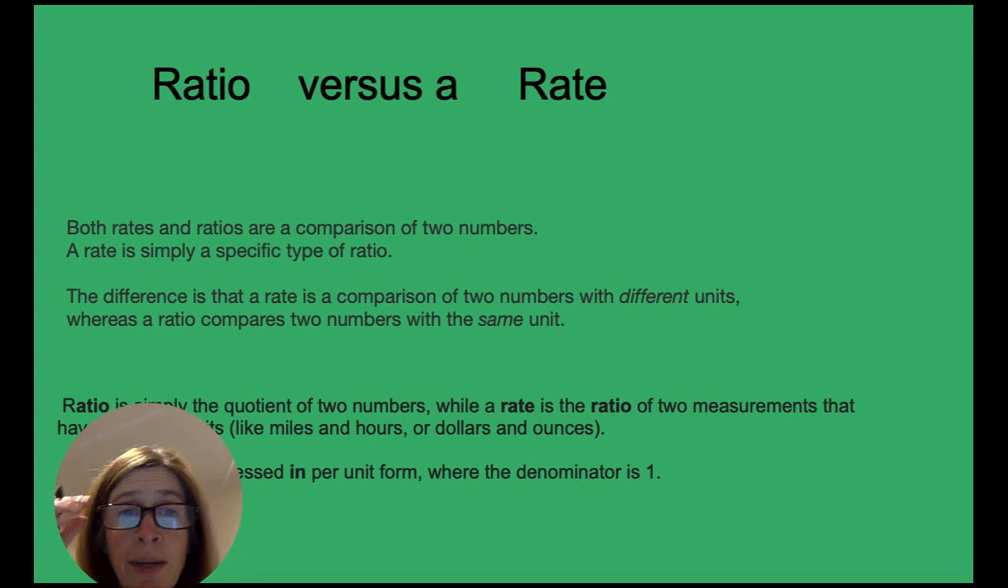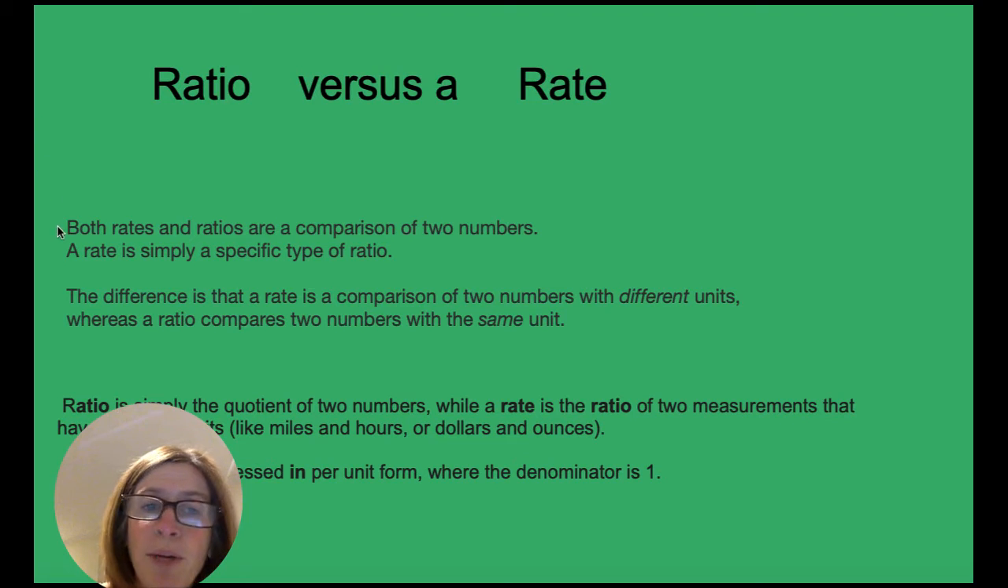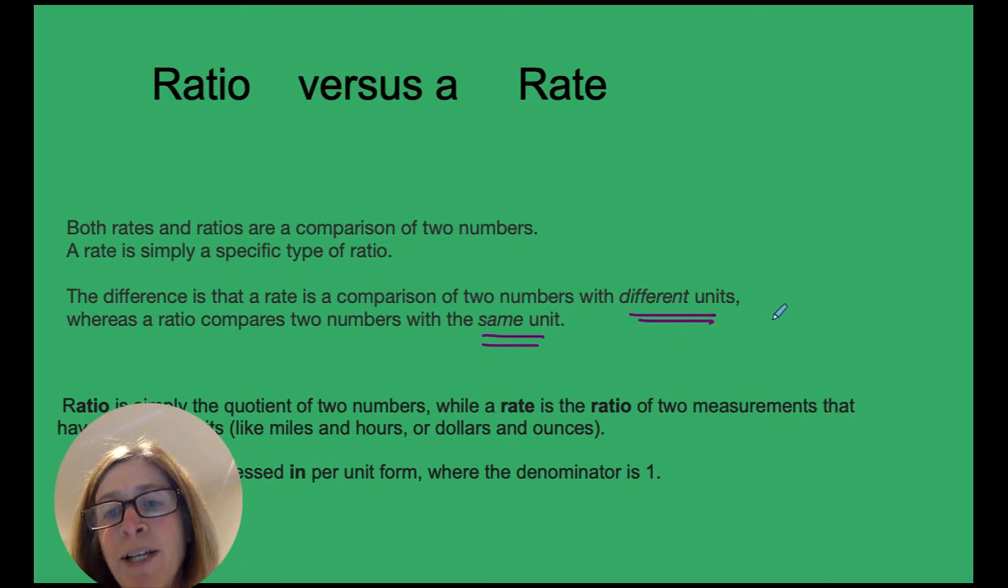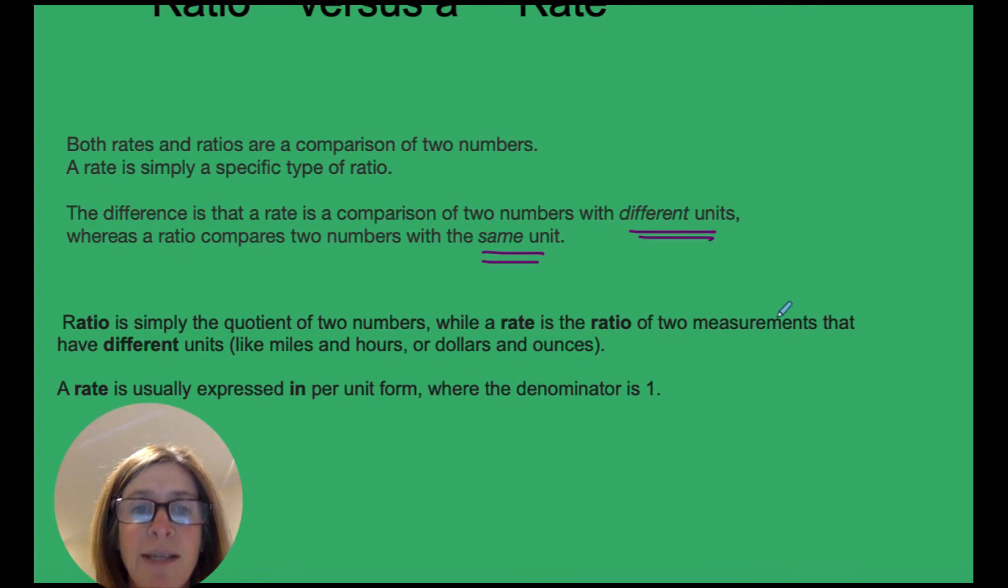All right, quickly I want to talk about the difference between a ratio versus a rate. So both ratios and rates are a comparison of two numbers. A rate is really just a type of ratio, but the difference is that a rate is a comparison of two numbers with different units, whereas a ratio compares two numbers with the same unit. So we want to make sure that we understand the difference between those two things. If I think of a ratio as simply the quotient of two numbers, while the rate is the ratio of two measurements that have different units, like miles an hour or dollars and ounces, it'll be helpful for you to see that.